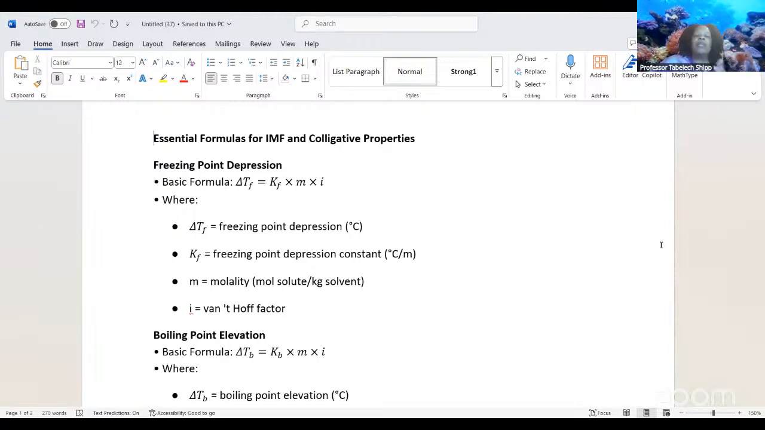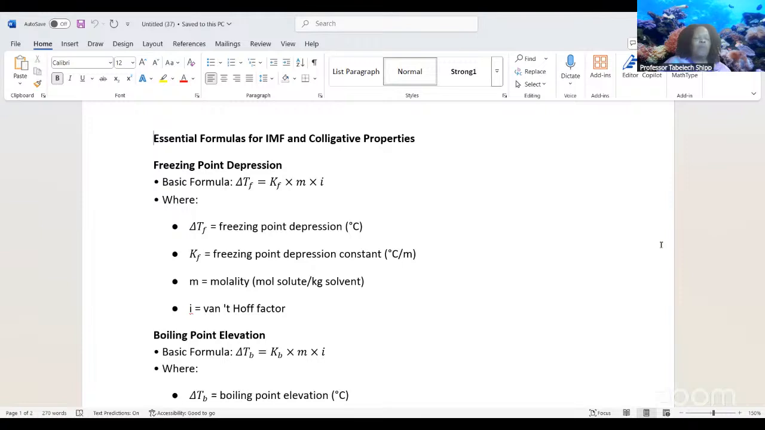The delta T of F represents the freezing point depression, okay? K of F represents the freezing point depression constant. Notice how we have different units for different parts of the formula. For delta T, the freezing point depression, we're talking about temperature, so that's degrees Celsius. For K of F, the constant, that's degrees Celsius per molality.